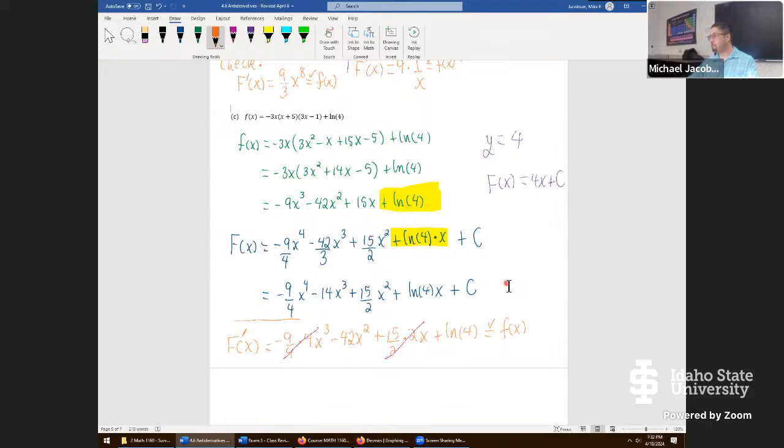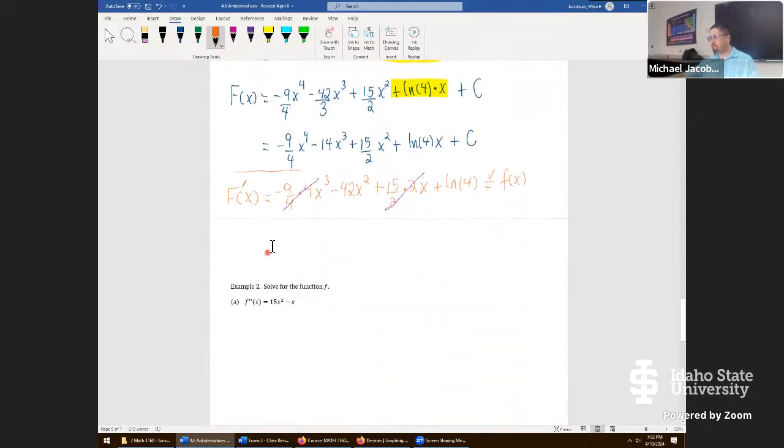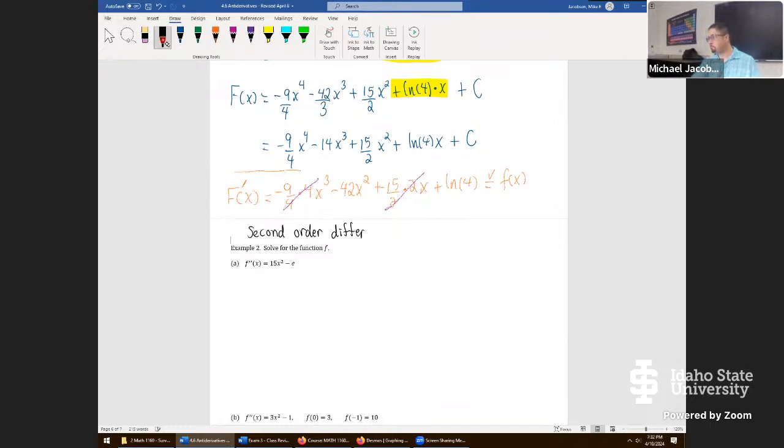Okay, well, we're ready for a couple applications. This first application is purely a mathematical one. It says solve for a function. The equation that we're dealing with involves a derivative. This one's a second derivative. And so this would be referred to as a second order differential equation.